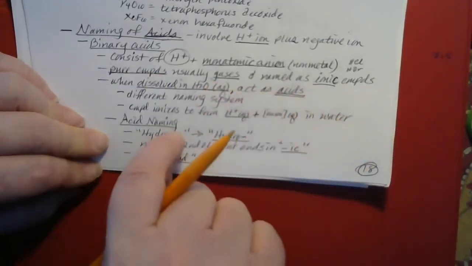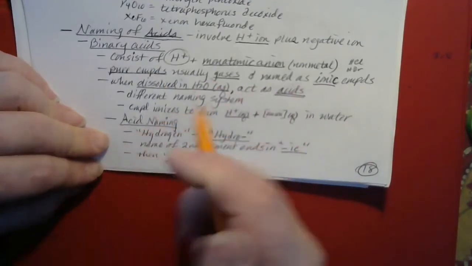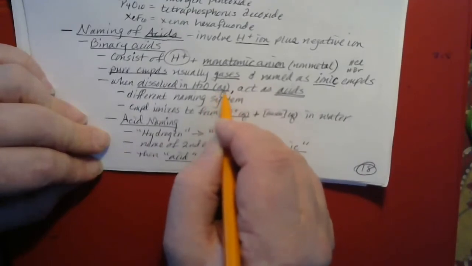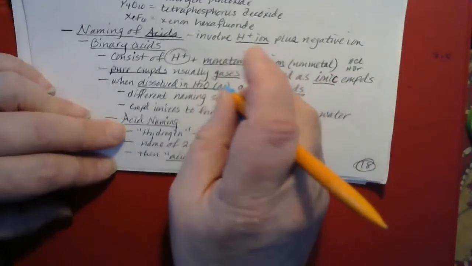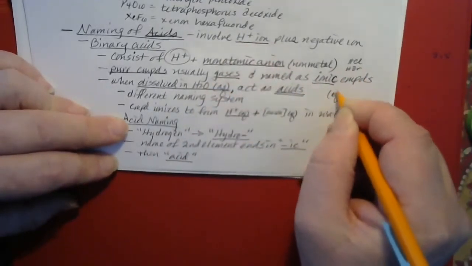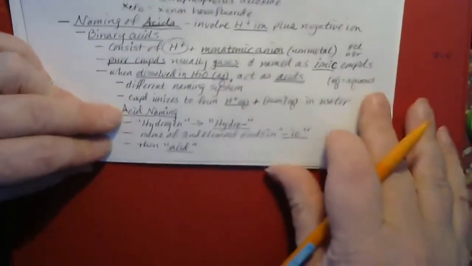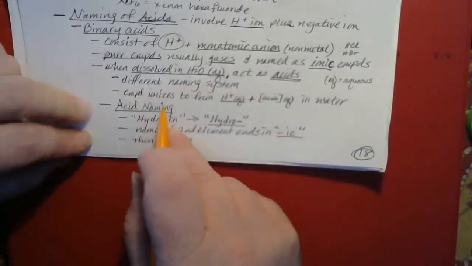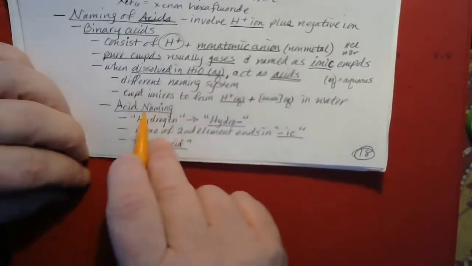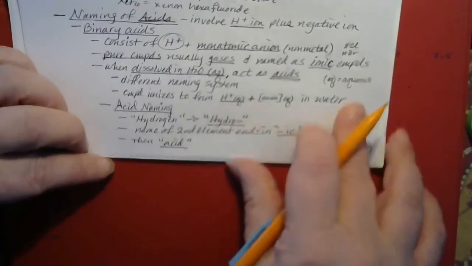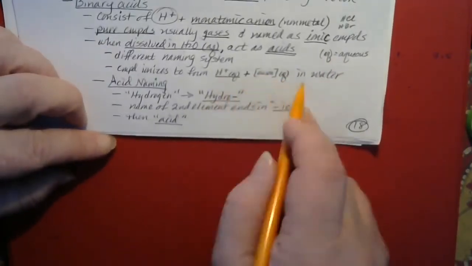And so they're named as ionic compounds. But when those gases dissolve in water, and they do dissolve quite easily, they become acids and they're named as acids. You can tell that it's dissolved in water because the formula will be followed by a little AQ in parentheses, which means aqueous. And aqueous just means dissolved in water. As acids, there's a different naming system. You don't just call it the name of the ionic compound. When in water, the acid compound ionizes to form H+ ions and the anion, and those are both dissolved in water.